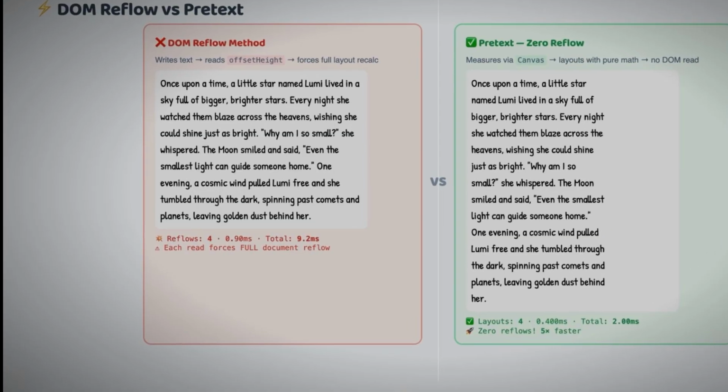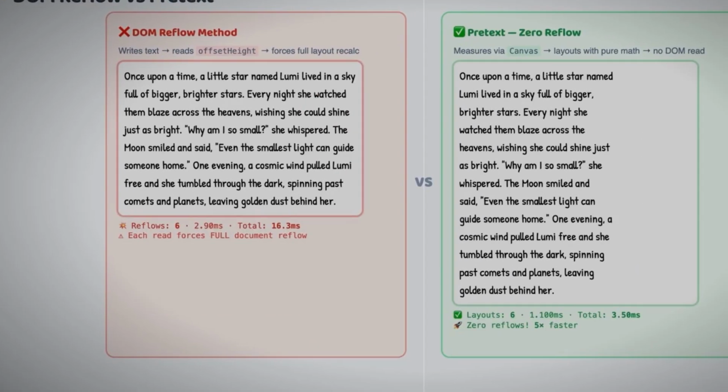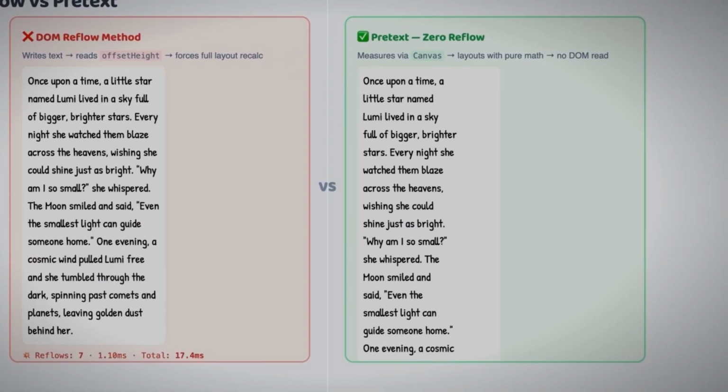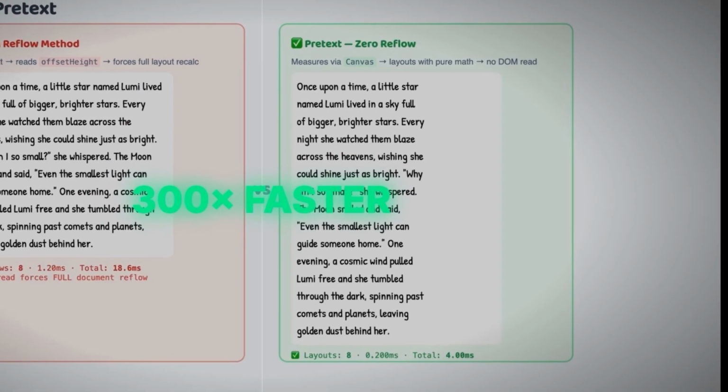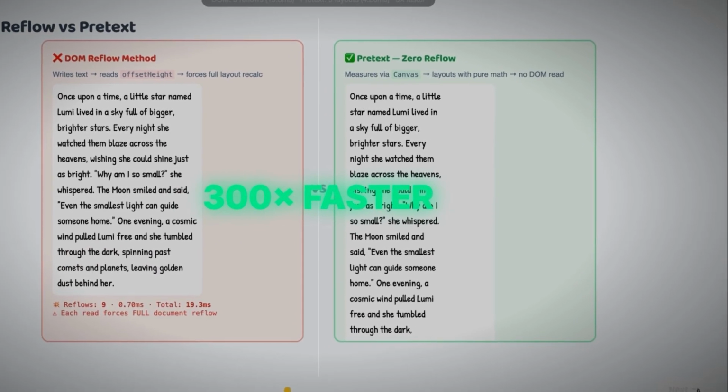Left side, normal DOM, watch that counter. Right side, Pretext, same text, same result, zero reflows, 300 times faster.